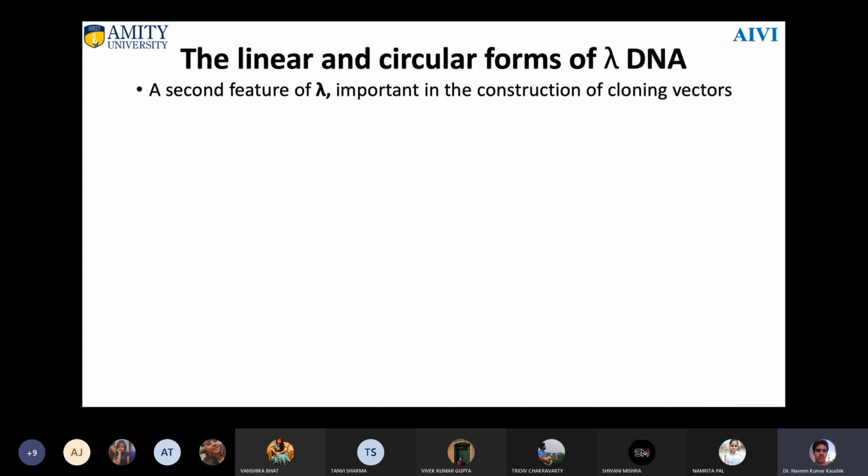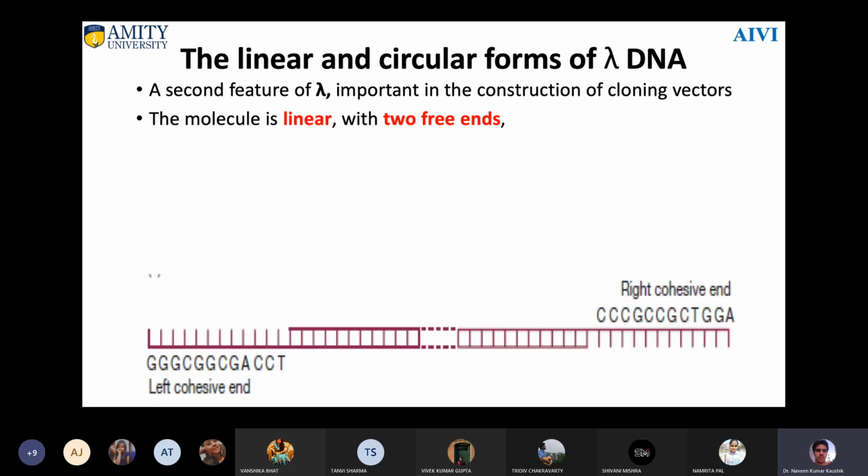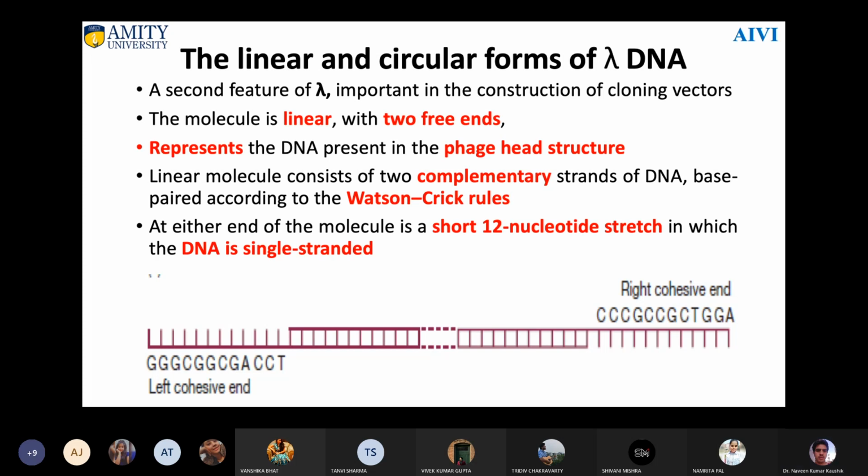Then comes another form in which lambda phage occurs. It occurs in both linear and circular forms. In the linear form, it has cohesive ends. This linear form is present when the vector is independent, outside the cell, inside the viral head. But once it invades its host, it becomes circular in structure. The cohesive end is a 12 nucleotide stretch, and we also call this cohesive end the cos site or cos end.